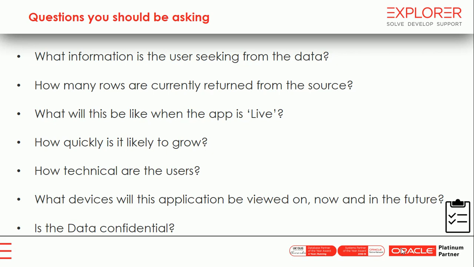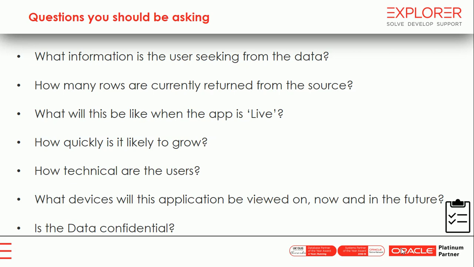So here are the types of questions that you should be asking during the analysis phase. What information is the user seeking from the data in the first place? It will make sure you are returning the correct columns. How many rows are currently being returned from the source query? Where you are developing, is this realistic data as to what the data will look like in production? And how quickly is this data likely to grow?